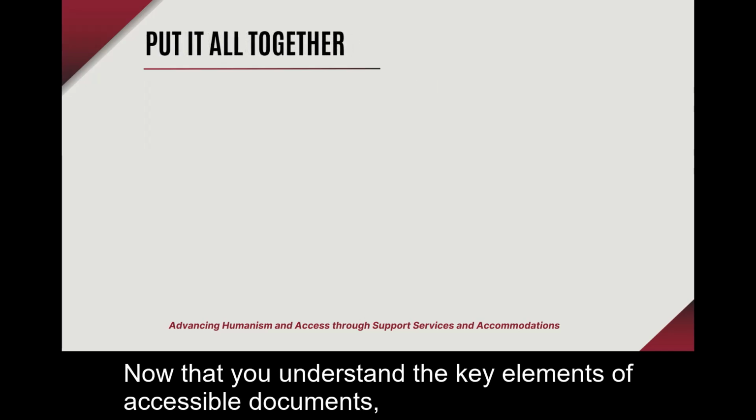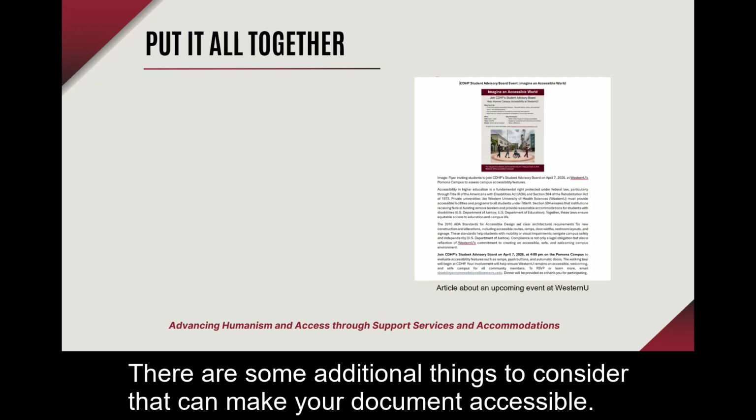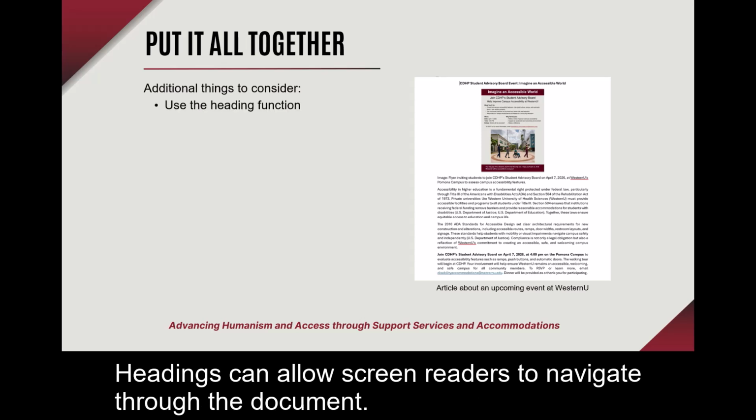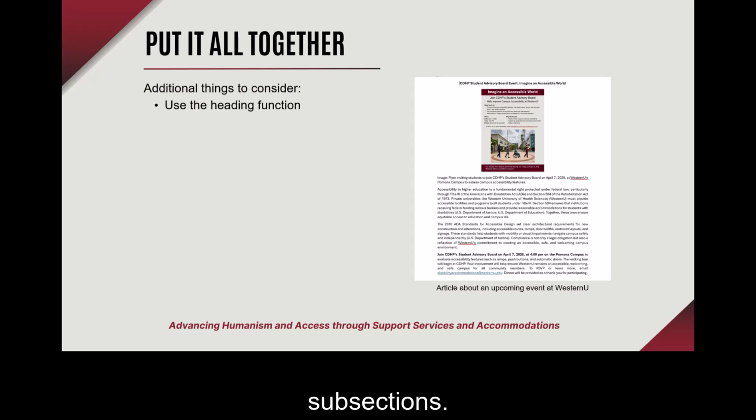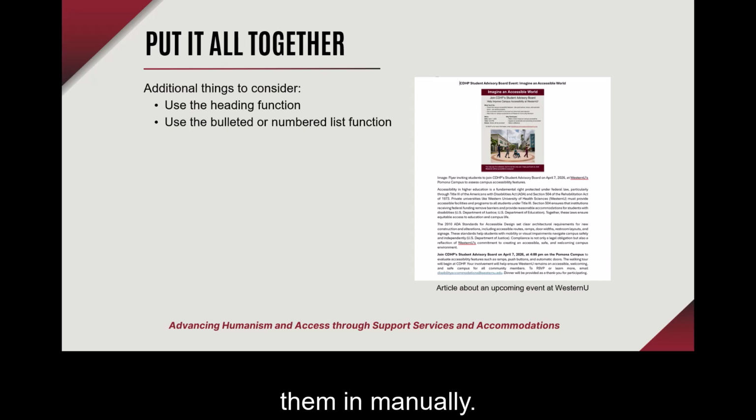Now that you understand the key elements of accessible documents, you can apply them together. There are some additional things to consider that can make your document accessible. Use the heading function in Microsoft Word. Headings can allow screen readers to navigate through the document. For someone who is visually impaired, this can help them sort out main subjects from subsections. Use the bullet or numbered list functions in Word to create lists rather than typing them in manually.